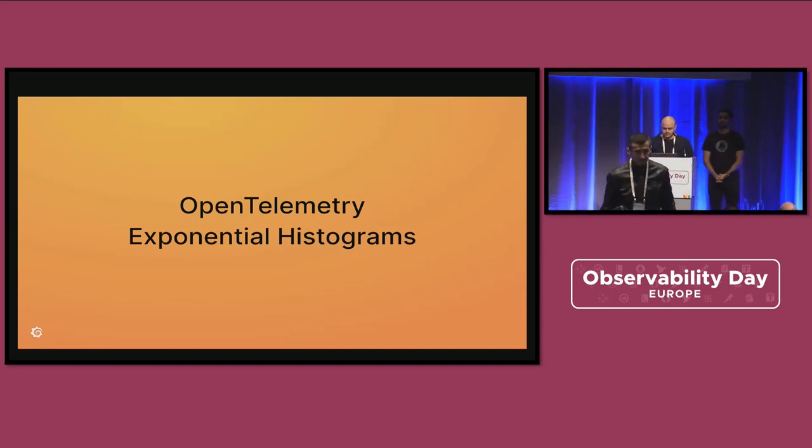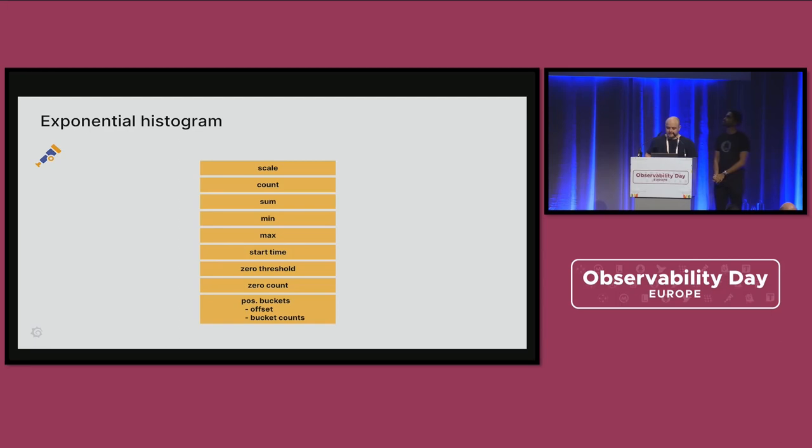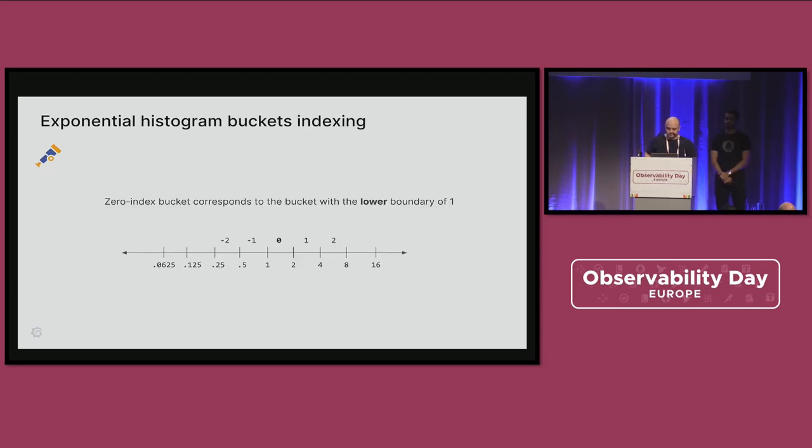So let's talk about how those concepts are represented in OpenTelemetry exponential histograms. Here is a simplified overview of an exponential histogram data point with some fields omitted for the sake of simplicity. Let's briefly discuss each field. Let's start with the scale. Ganesh already mentioned that there is a parameter called scale that determines the resolution of exponential histograms. And he also mentioned bucket boundaries, but let's add some additional information and talk about bucket indexing.